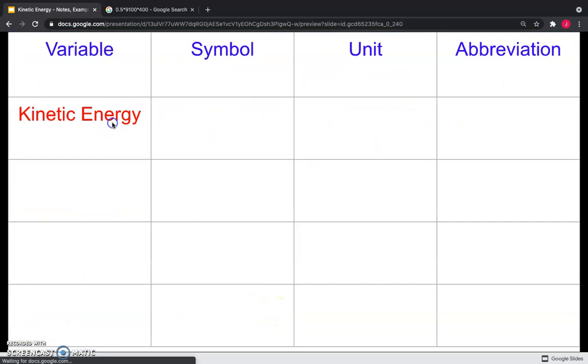Okay, so our variables, we have kinetic energy, that's symbol KE. We measure energy in joules, doesn't matter what type of energy it is, so whether it's kinetic energy or gravitational energy or elastic energy or electrical energy or work, right? All types of energy are measured in joules, and that's abbreviated with a J. Joule was a famous scientist that did some work with energy.